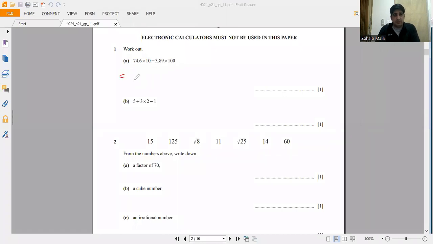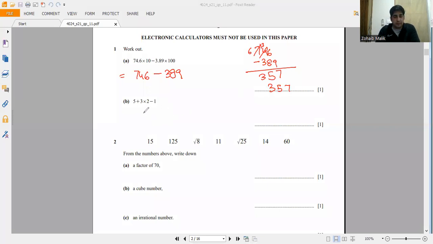So we are going to subtract them. So this would be 746, and 3.89 times 100 would be 389. And the difference would be 746 minus 389. 16 minus 9 is 7. 3 minus 8 is not possible, so this would be 13 minus 8 is 5, and 3. The final answer is 357.